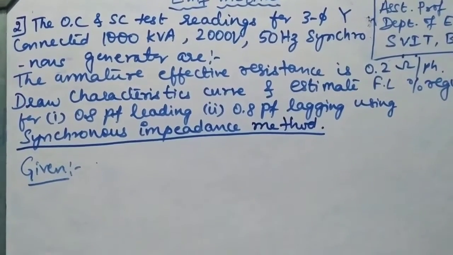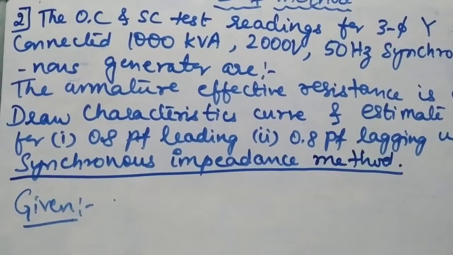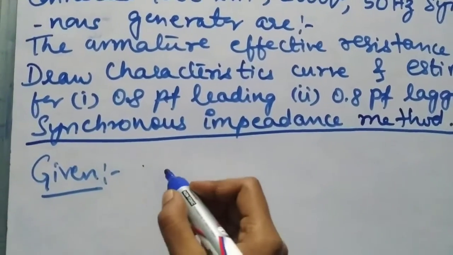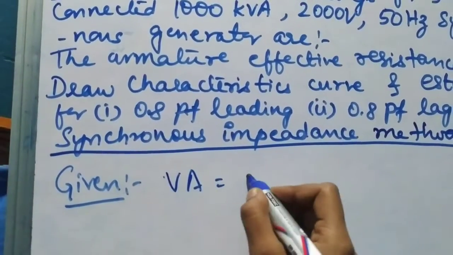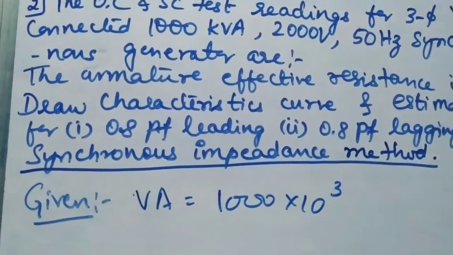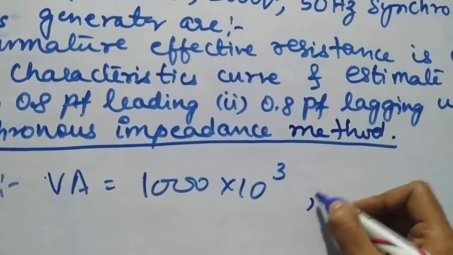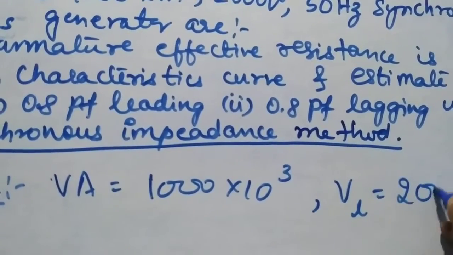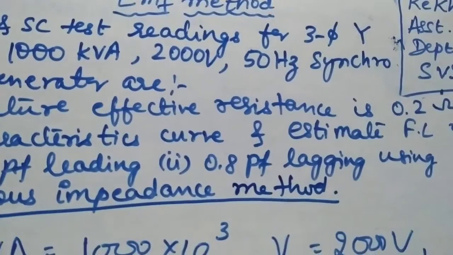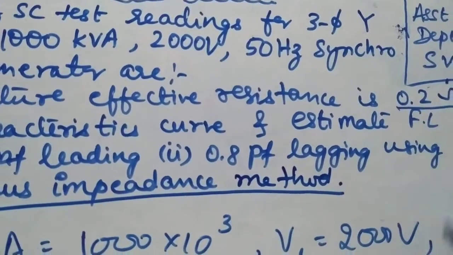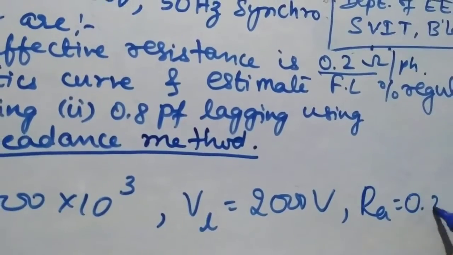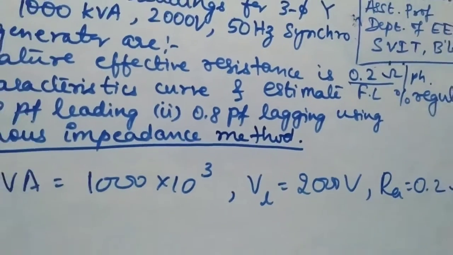So the given data here is 1000 kVA rating, 2000 volt. Therefore the VA rating is equal to 1000 into 10 power of 3, since it is a 1000 kVA, and the line voltage is 2000 volt. The armature resistance is given here as 0.2 ohm. So therefore RA is equal to 0.2 ohms, right?